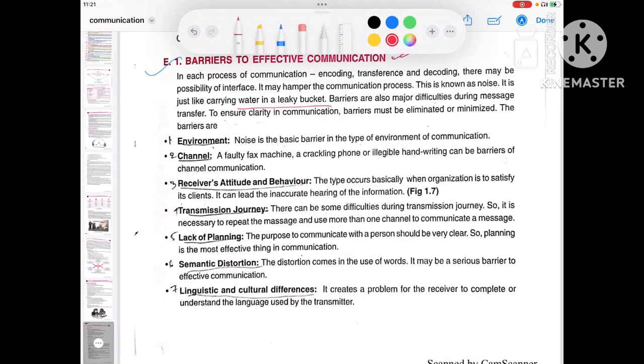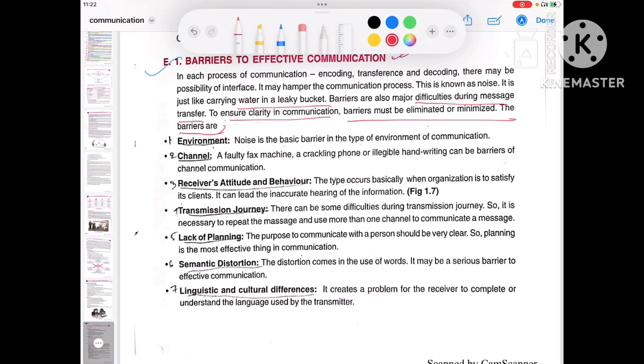The barriers are also the major difficulties during the message transfer. To ensure clarity in communication, barriers must be eliminated or minimized. So we should remove, minimize, and reduce the barriers, and then only can we achieve effective communication. So let's see the barriers of communication. Here we will see seven barriers of communication.